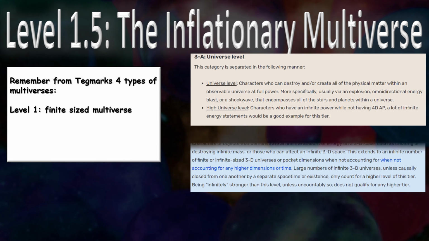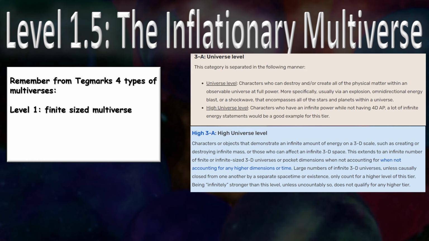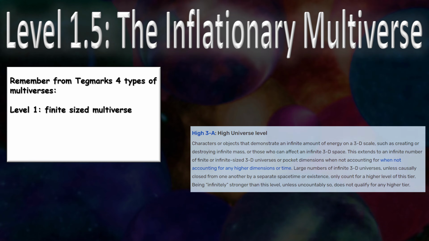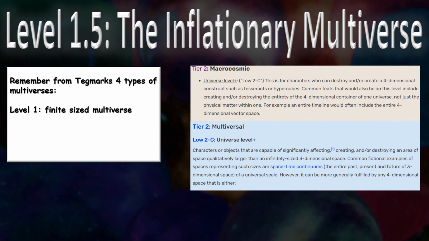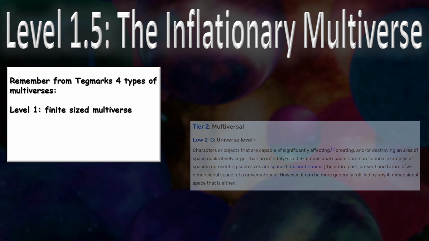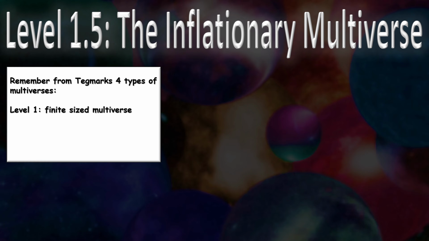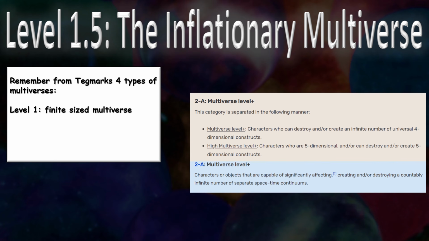In power scaling terms, we would say that each bubble is high 3A or high universal, as it is an infinitely sized universe. We then say the gaps between each universe must be a universal plus structure having different spacetimes. We then say the totality of the infinite number of universes with these different spacetimes would make the entire inflationary multiverse 2A structure in power scaling, which is multiversal plus. However, this is a limitation.